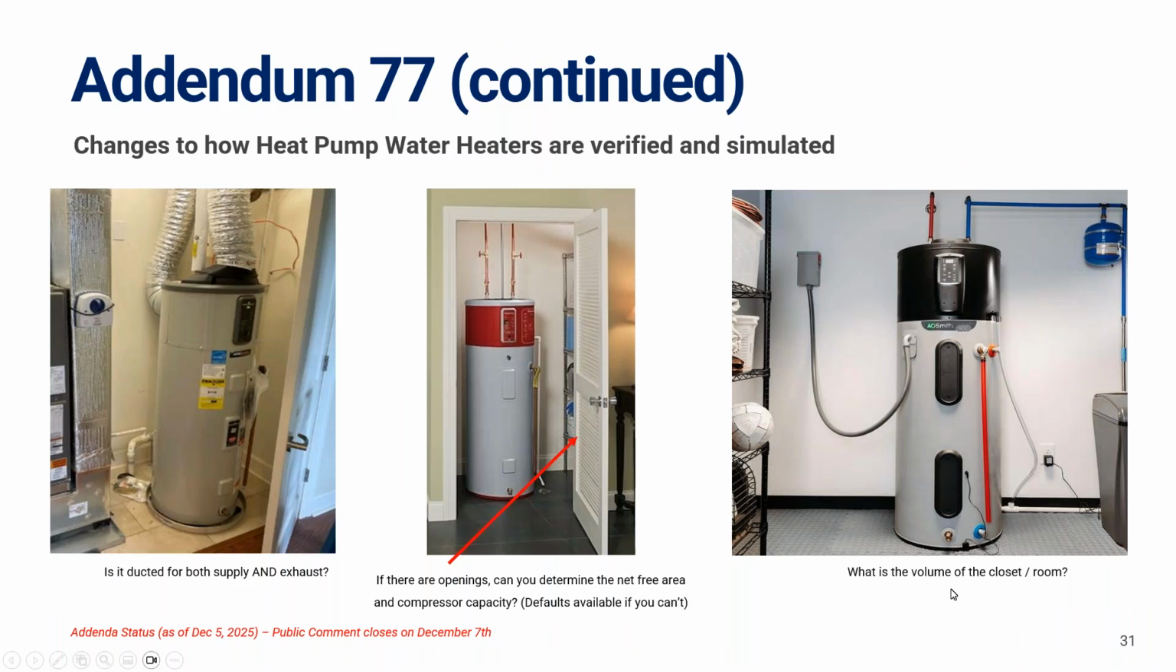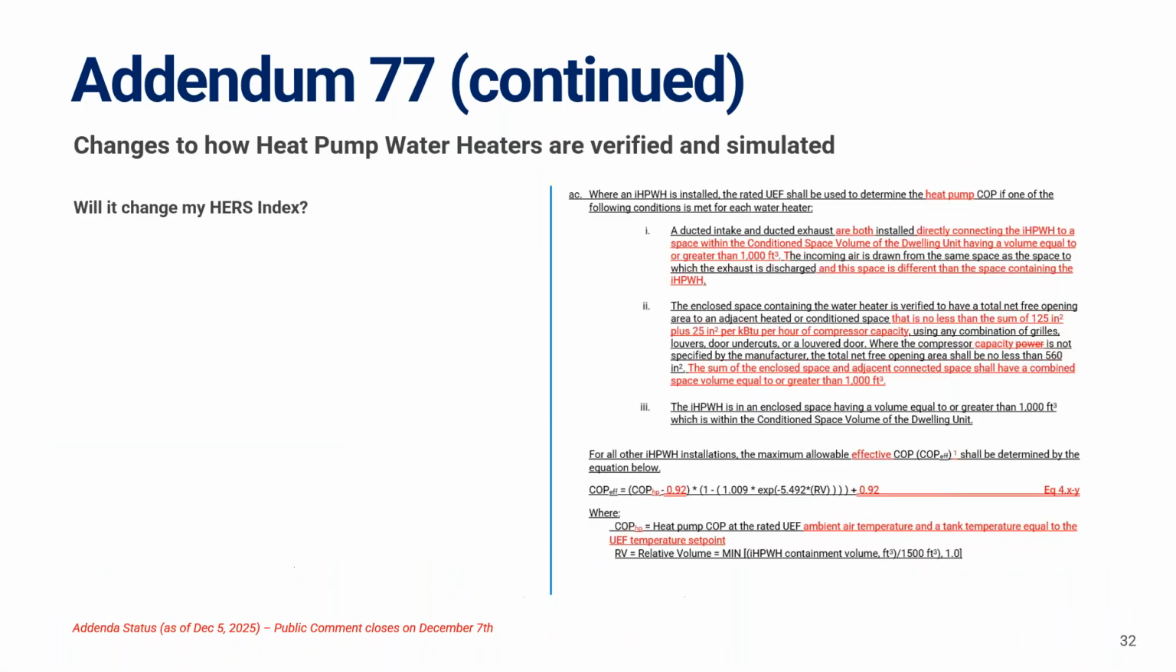And the last one is just an open closet or a big open basement, and then you're just confirming what is the volume of the closet. Now, the right side is all the gobbledygook that the software folks have to read. You as a rater do not have to read it, right? You've collected the information that feeds into the software. The software will take that data and do some calculations.